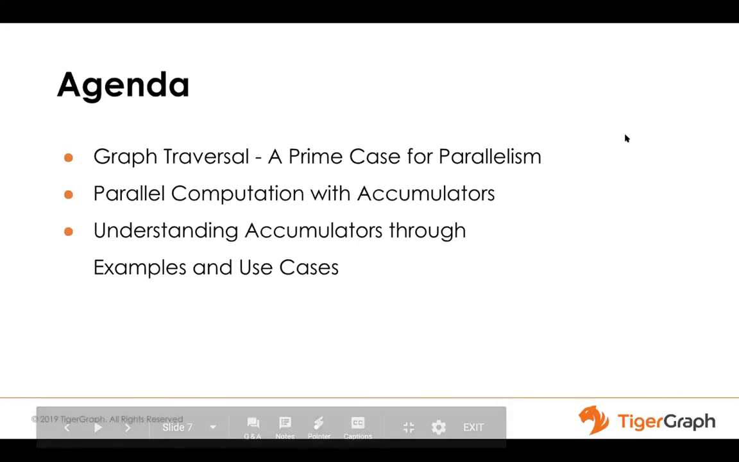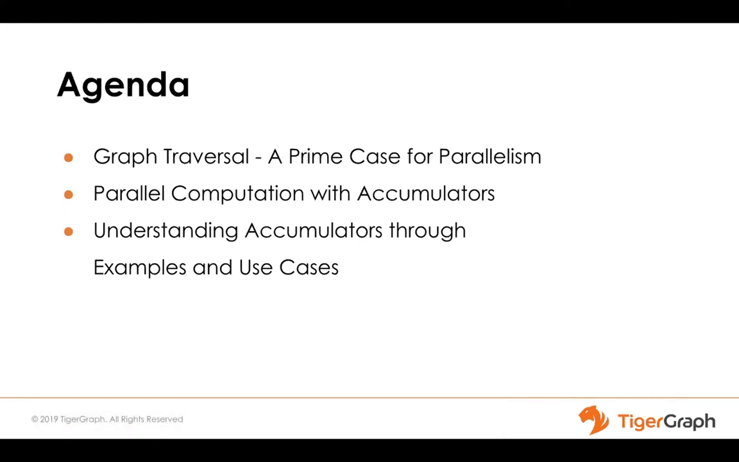So first I'm going to talk about the basics of graph traversal and why, when you do graph traversal, whether you are pattern matching or running analytics, running whatever type of query, you are in some sense traveling the graph, and why that always is a good instance for using parallelism. And then we'll talk about how accumulators naturally take advantage of that parallelism to do efficient computation, and then really explain the idea of what a GSQL accumulator is through some examples and use cases.